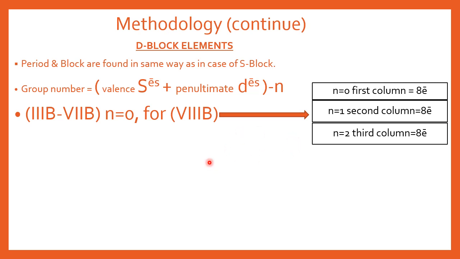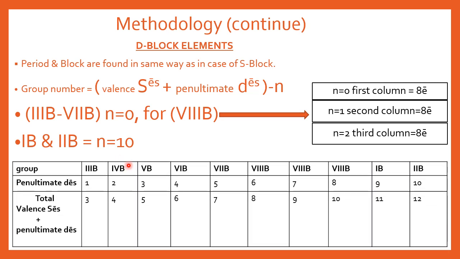So in other words, for the elements present in group 1st B and 2nd B, the value of n will be equal to 10. In both these cases, when you add the valence s electrons and penultimate d electrons, you subtract 10 in each case, and then you get the group number, meaning group 1st B and 2nd B. This table can be very helpful. You can also use common sense: without knowing the rules, you can find out the group of elements.